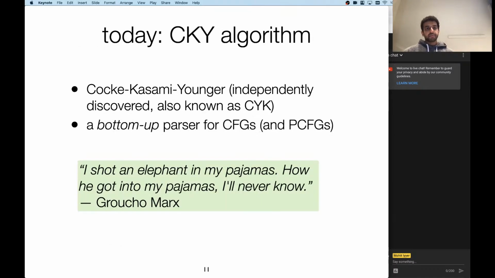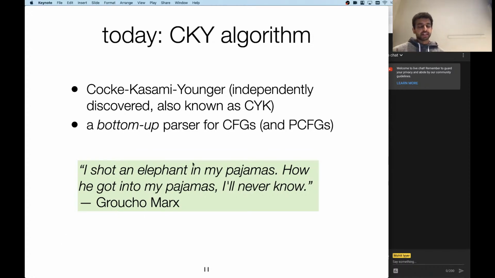Okay, so we will talk about a bottom-up parser now called the CKY parser. It's named after the initials of the discoverers. And it can be used with both the grammars that we've just described as well as probabilistic versions of these grammars, in which each rule is associated with a probability of that rule's occurrence.